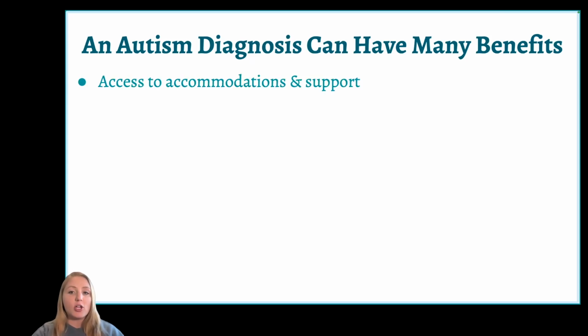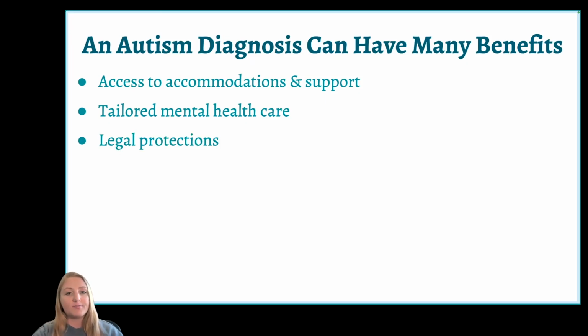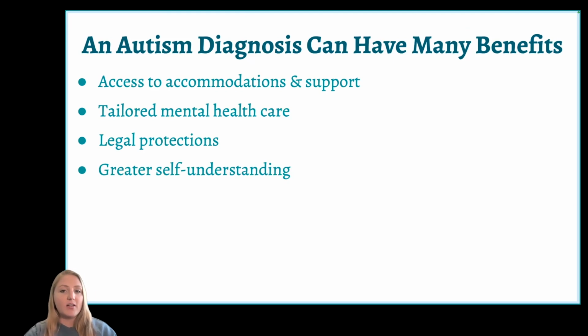This includes educational accommodations like extra time on tests or even sensory breaks, mental health care tailored to neurodivergent needs, and the recognition that standard approaches designed for neurotypical brains may not work as effectively for neurodivergent folks. Legal protections under disability rights laws, including workplace accommodations and anti-discrimination protections. Greater self-understanding, which helps people make sense of their experiences and consequently develop effective coping strategies. And importantly, the ability to find community with other neurodivergent individuals.